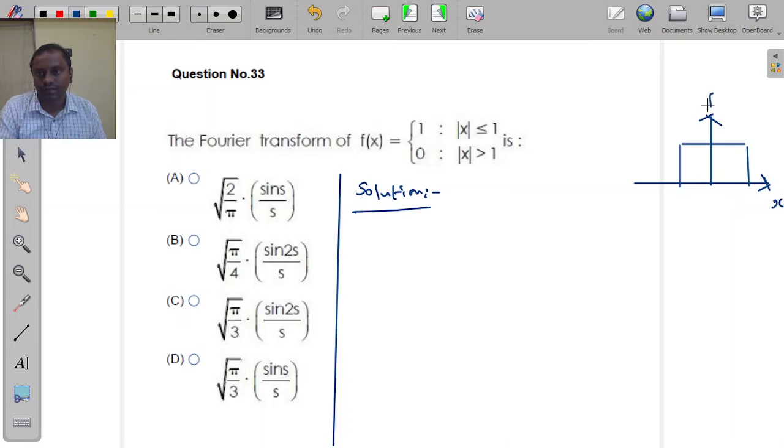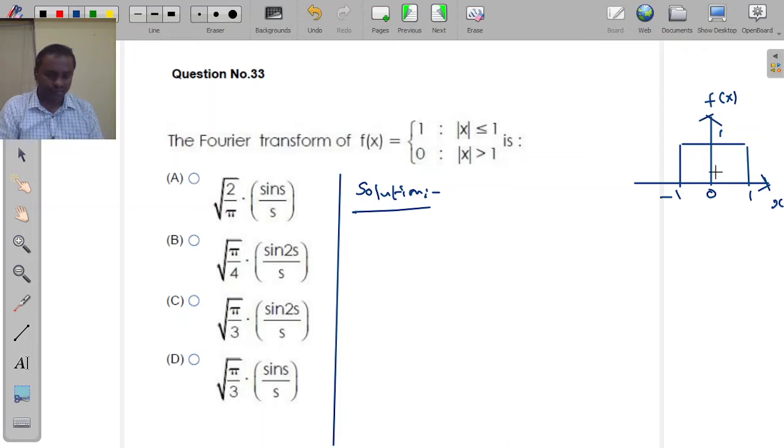f of x has amplitude 1 for x ranging from -1 to 1. This is the meaning: mod x less than or equal to 1 means this signal exists from -1 to 1 with amplitude 1. Elsewhere it is 0. This is the rectangle signal representation.